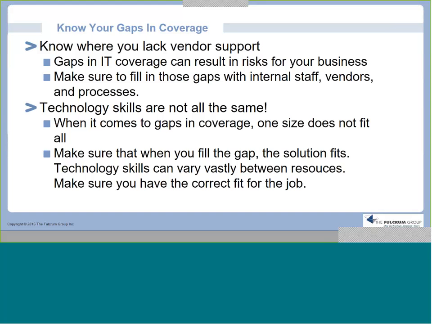Technology skills are not always all the same. People who work on firewalls may not know what your virtualization situation is. So just make sure you're having the right people looking at the right items and making sure you have coverage across those items.